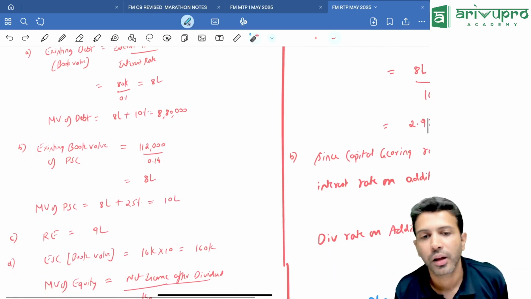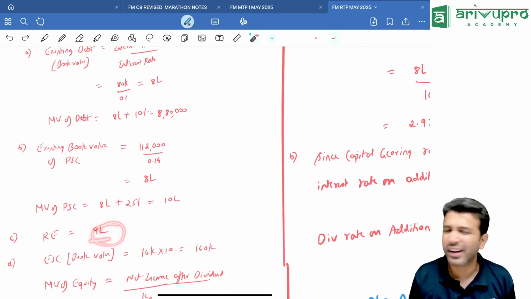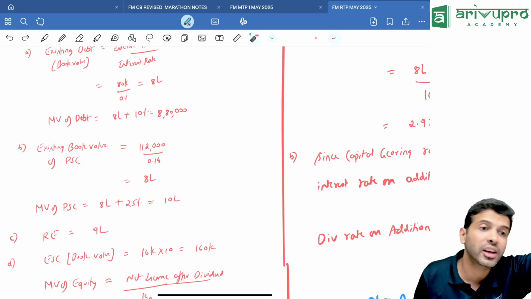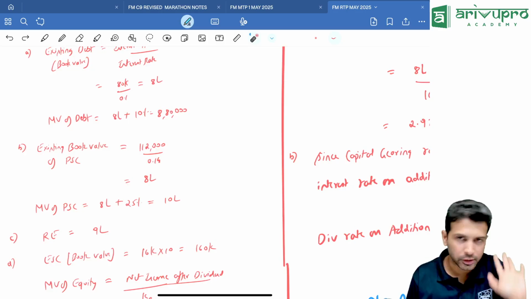Now reserves and surplus, will it have any market value? No. I mean, book value and market value will be the same. 9 lakh. One highlight of the question.